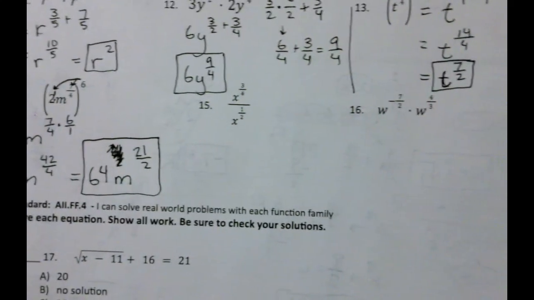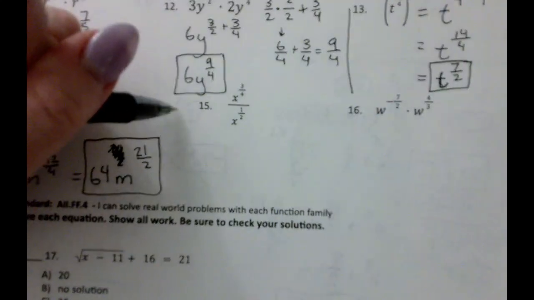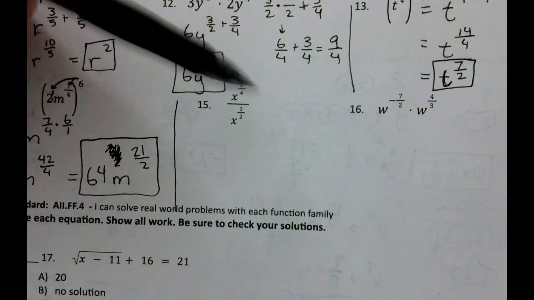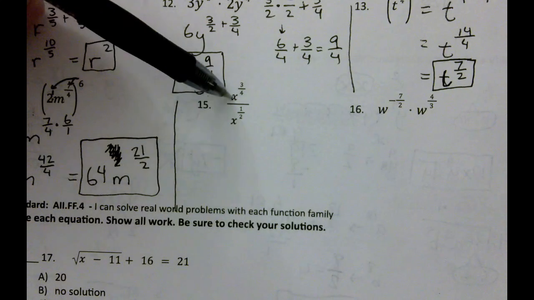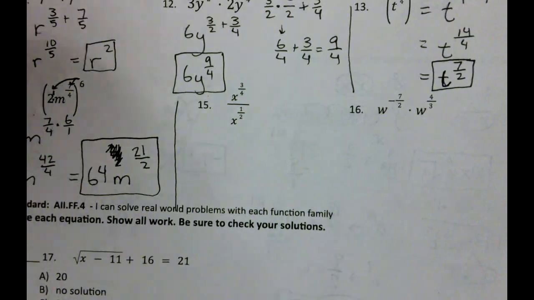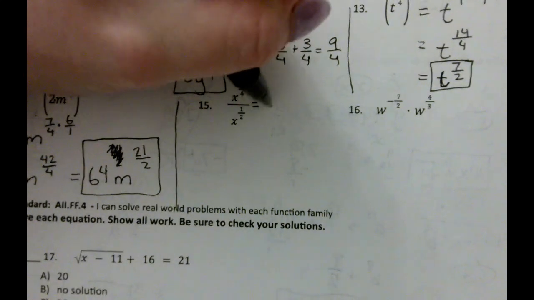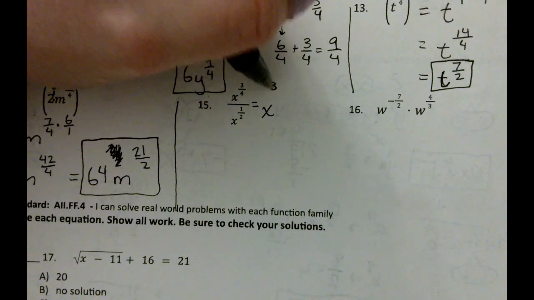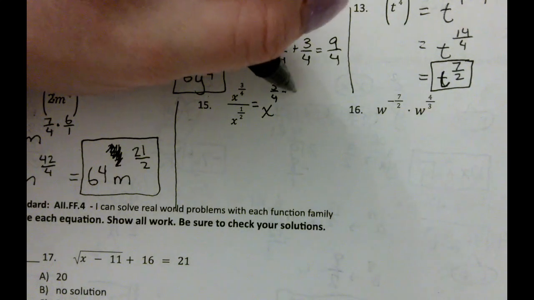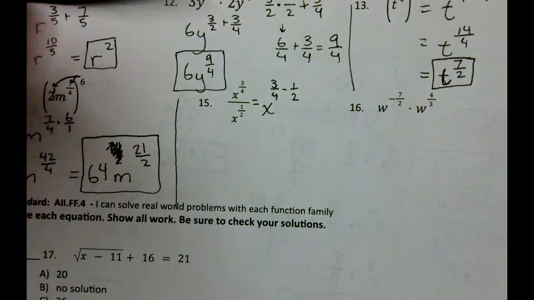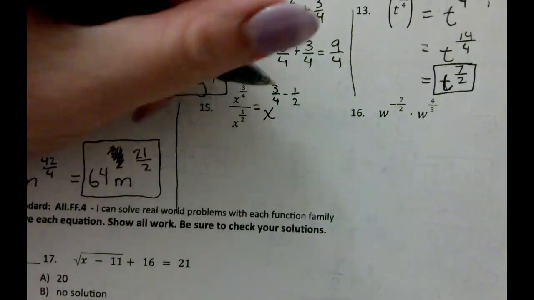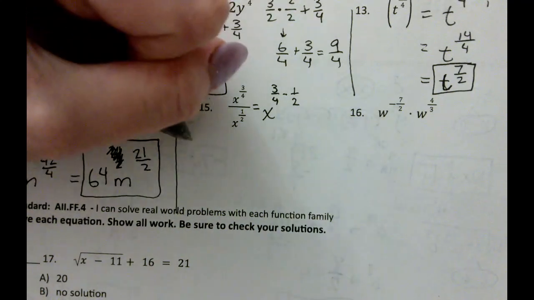15. Now we're doing division. Reminder, when you divide the bases, you subtract the exponents. So this is x to the 3/4 minus 1/2. Different denominators, so I'm going to need to do a little bit of work. I'll come down here and do that.